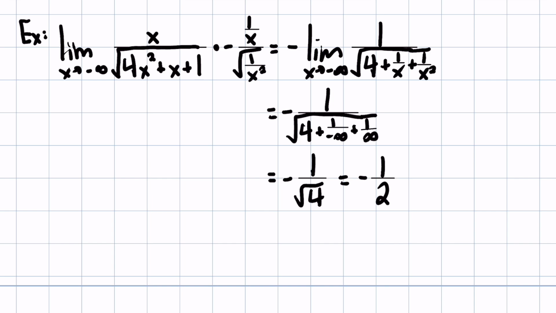Again, if we had been multiplying by 1 over x squared here or 1 over x to the fourth, we wouldn't have needed to include this negative sign. But because this was an odd power of x, we do have to include that negative sign.